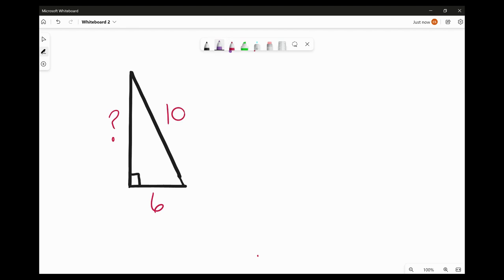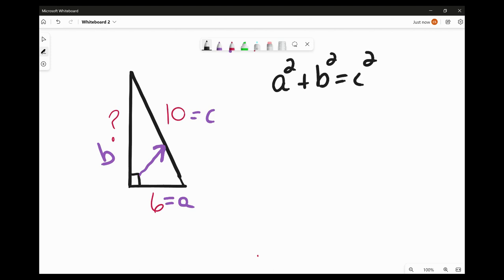Again, pay attention because directly across from the right angle is our C side. So 10 is actually C, and that cannot be changed. You can't intermingle that with A or B. C has to be very specific. This one I'm going to label 6 as A, and this unknown I'm going to call it B. All right, so again, let's write the formula. I like to write the formula every time. A squared plus B squared equals C squared.